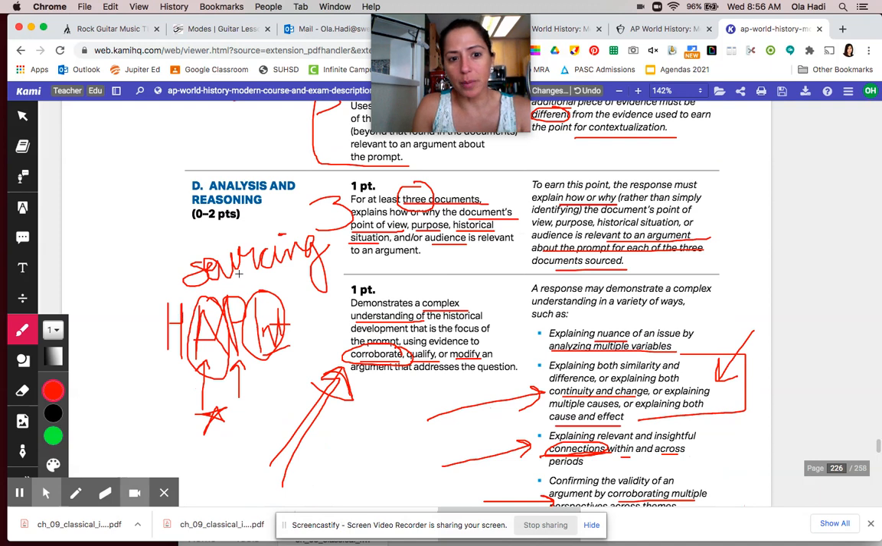And then we've talked about sourcing, so get really comfortable sourcing documents using HIPP or HAPP to source documents, and maybe devote an entire paragraph to sourcing. And then just do your best with this last one.